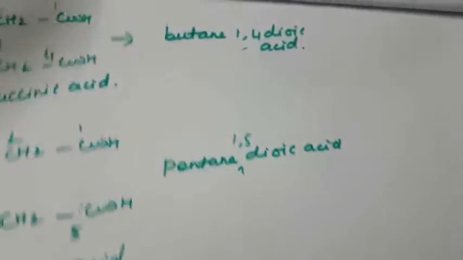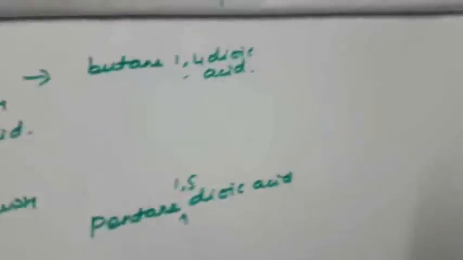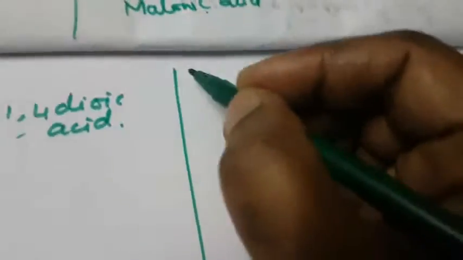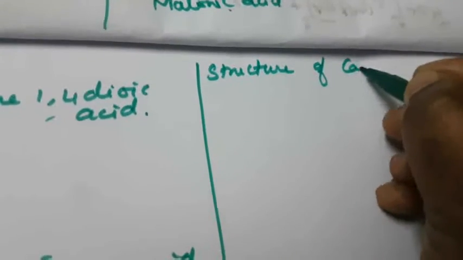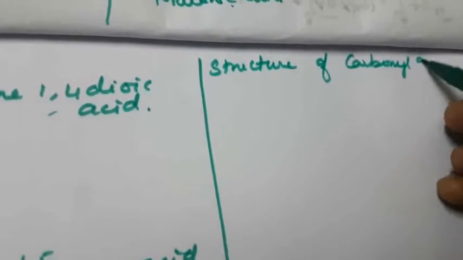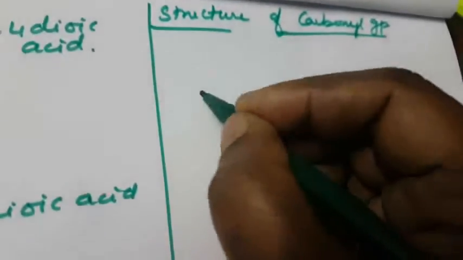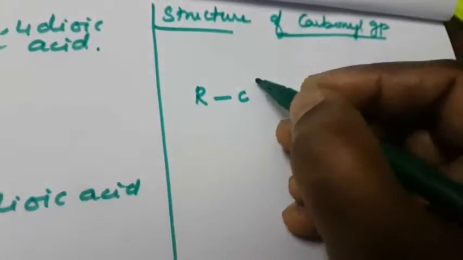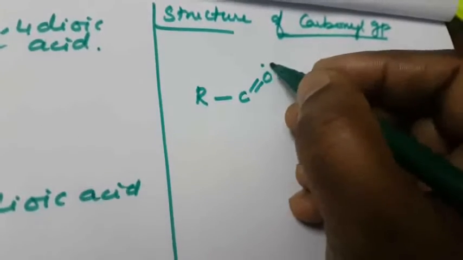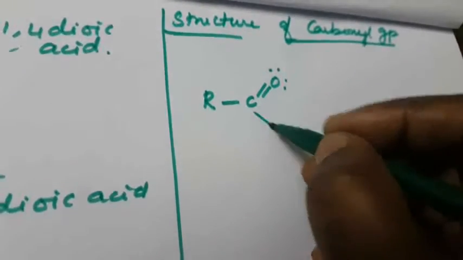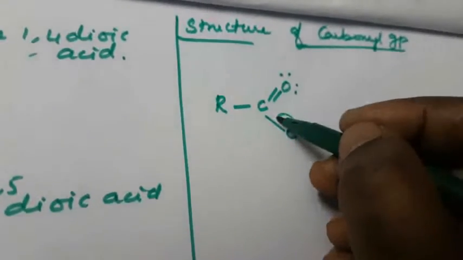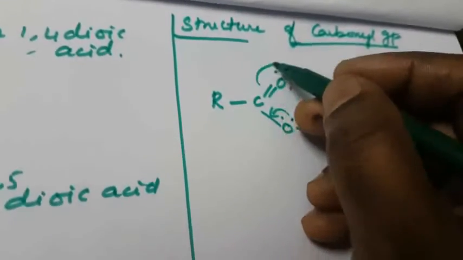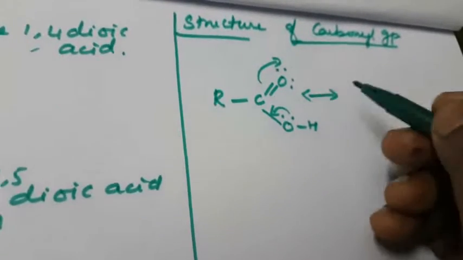What is the structure of the carboxyl group? What is the main structure of the carboxyl group? So how do we write the compound? This is one way we write the compound. The bond exhibits resonance structures.